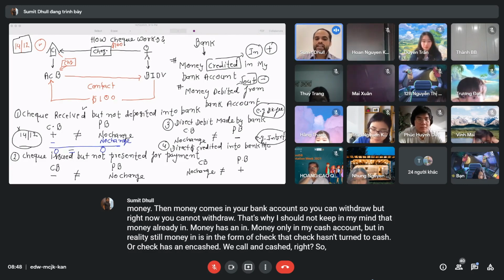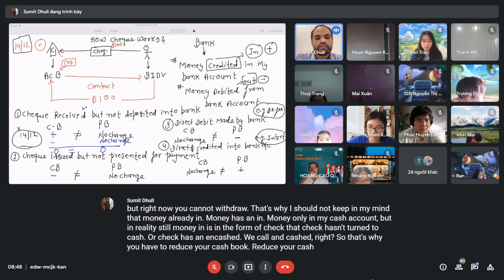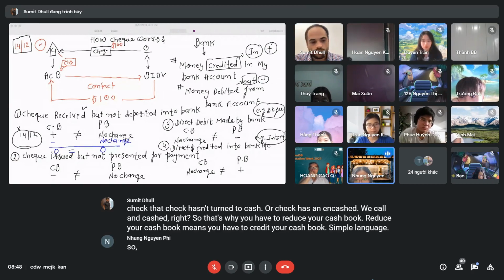So that's why you have to reduce your cash book. Reduce your cash book means you have to credit your cash book. Simple language. So I have a question.